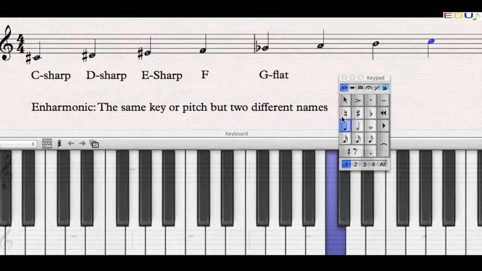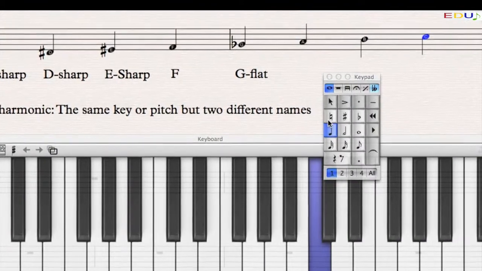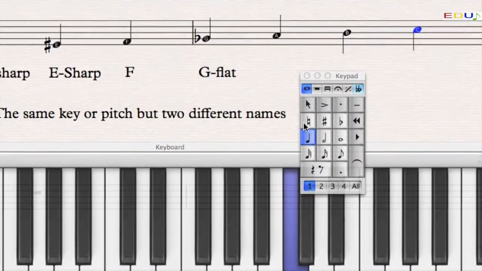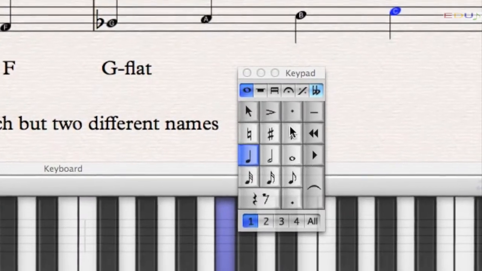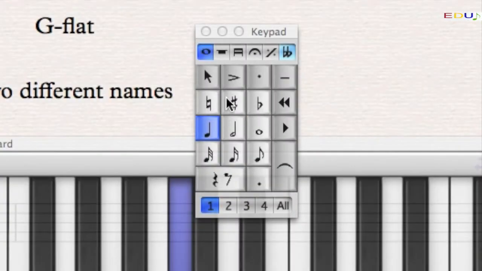The last little sign is the natural. And you use the natural if you don't want a sharp or a flat. If you understood these three things, top.